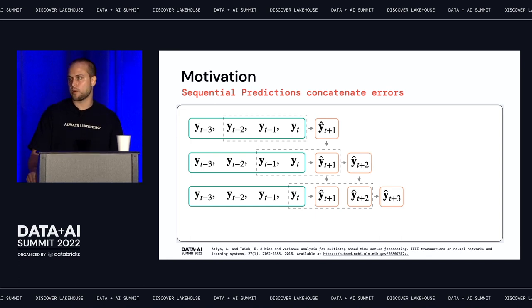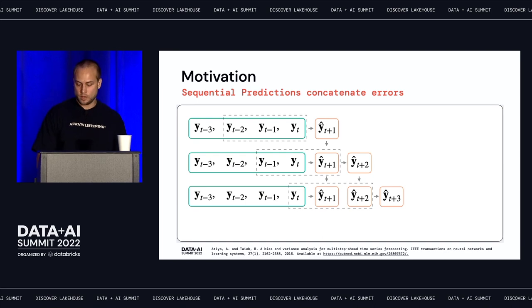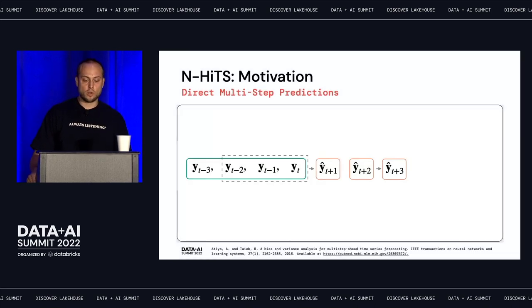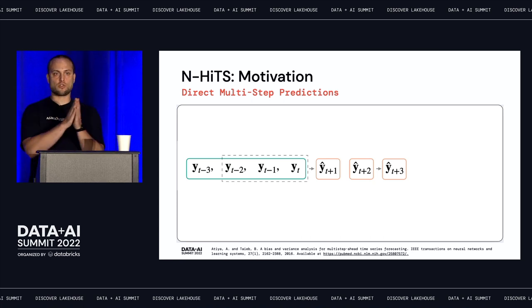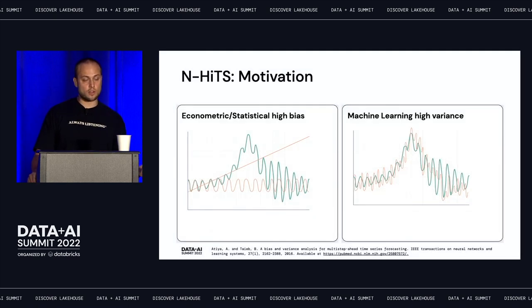So imagine you are trying to forecast 900 horizons in the future, you are going to end up with a huge error. The alternative is doing multi-step predictions. That is, instead of forecasting sequentially, you try to forecast the whole horizon. And that tends to be better in terms of accuracy, and some machine learning models do it, but it's computationally very expensive because we have to forecast the whole series. So what you end up deciding is either a very high variance or a high bias model.